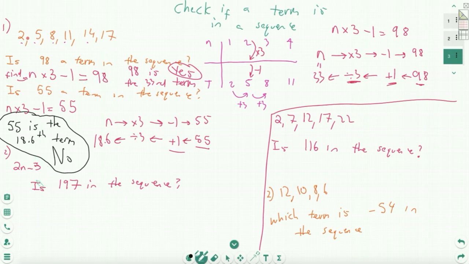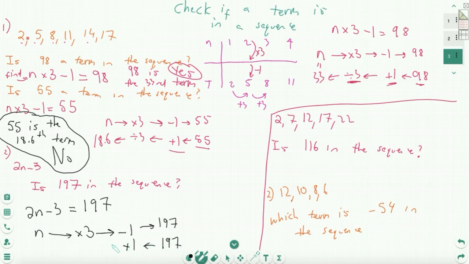Let's check this one. 2n minus 3, is 197 in the sequence? Well, luckily for us in this problem, guys, they've given us the nth term. So we don't have to find the nth term. All we do is get 2n minus 3, and we set it equal to 197. So let's draw our function machine. We start with n. What's happening to n? It's being multiplied by 2, then it's being subtracted by 1, and then 197 is coming out. We just work backwards. 197, we plus 1, and we divide by 3. And let's see what comes out.